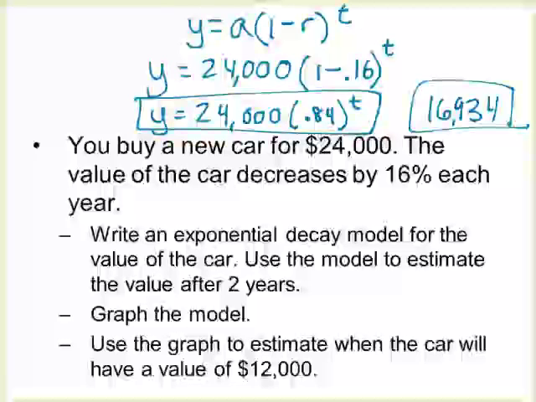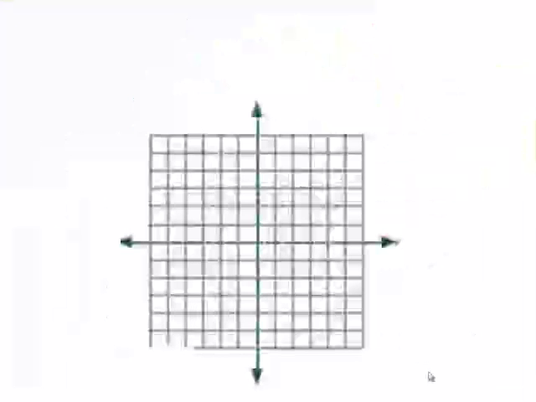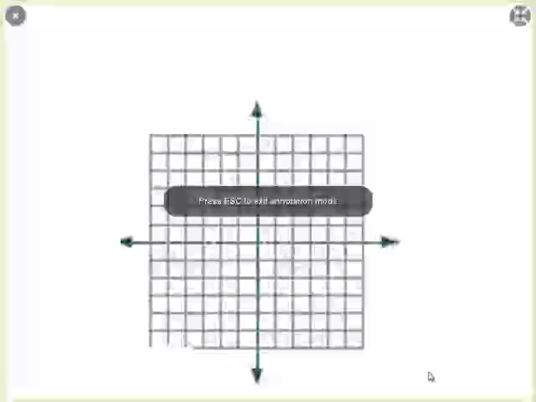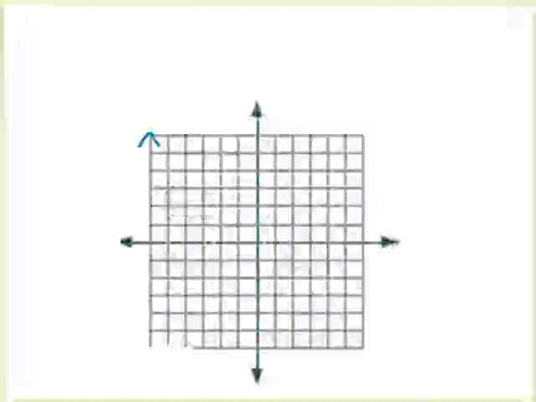Part B wants us to graph this. So like when we did growth, we're not going to care about negatives. We don't care about before we bought the car, and we don't care about negative money.